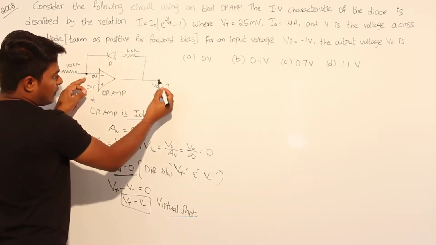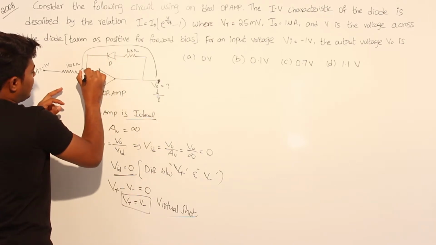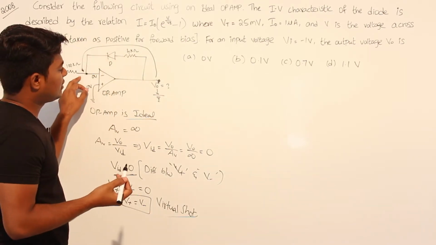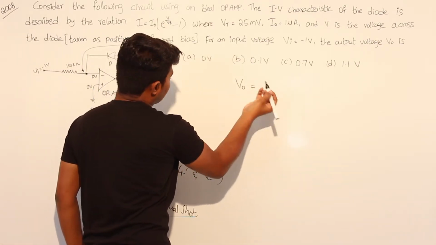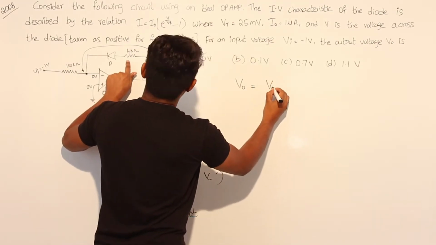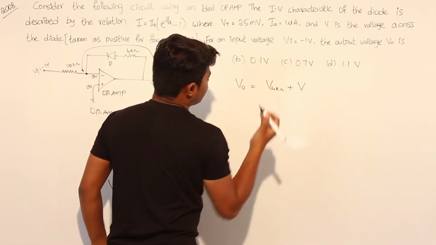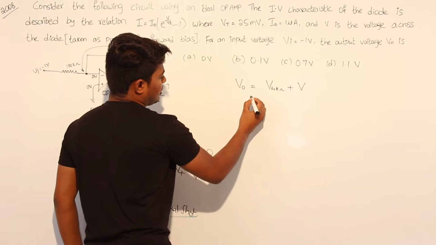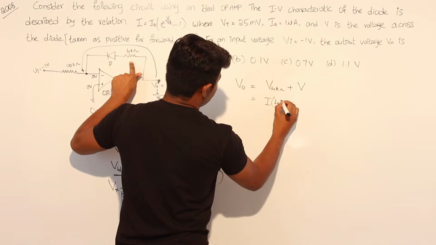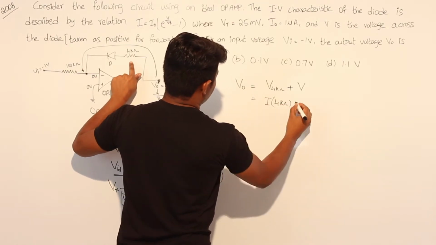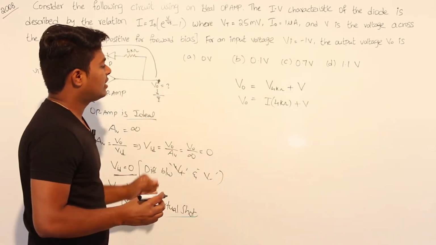Now instead of calculating from this point to this point, if we are able to calculate from this point to this point, it is enough, such that we can get the value of V0. Now V0 can be given by this equation: V0 = voltage across the 4 kilo ohm resistor plus the diode voltage. The diode voltage V is simply the voltage of the diode, and the resistor voltage is the current passing through it times the resistance value, plus V. If we solve this equation, we can easily get the V0 value.